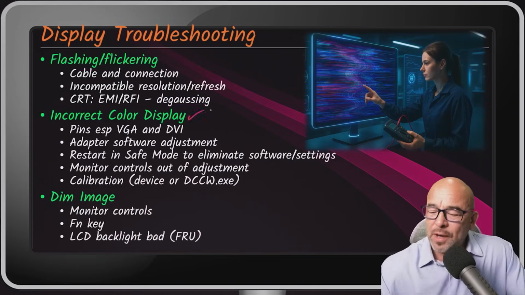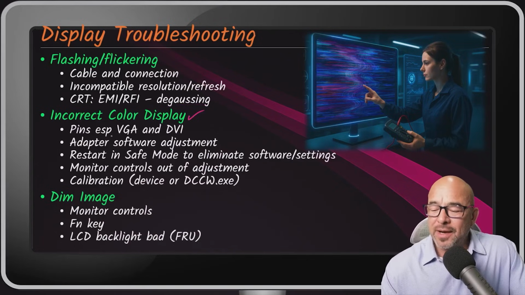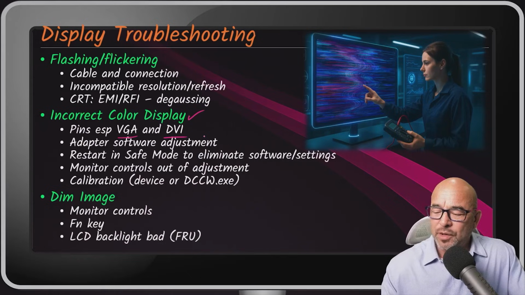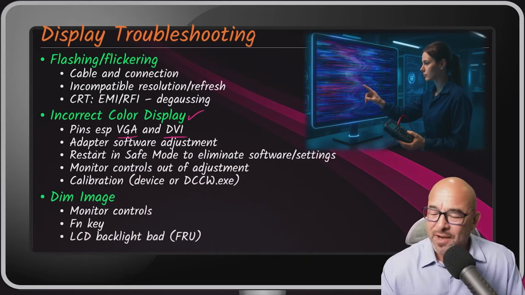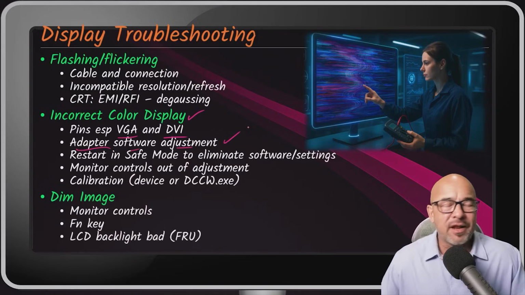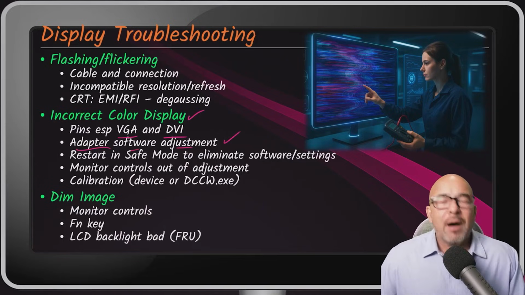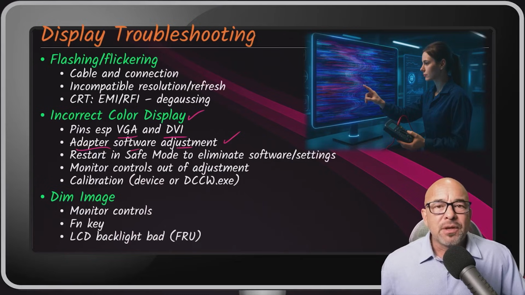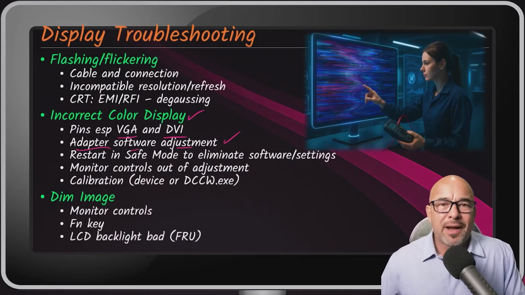Anyway, how about the incorrect color display? So again, we talked about that earlier, but there could be pins bent back, especially in VGA or DVI. Since I've already discussed it, I'll move on. There may be the display adapter, might have software adjustments that can be made. And again, it depends on the manufacturer. But you can color shift using that software a lot of times.